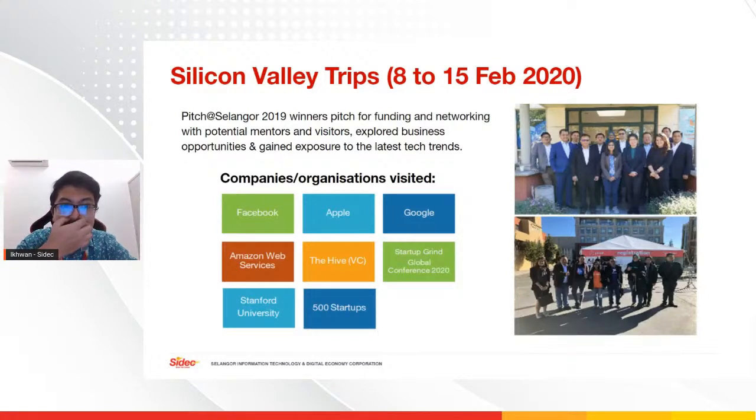In 2019, we brought all our SAP winners, the Selangor 2019 winners, to the Silicon Valley trip. Maybe you haven't heard about Silicon Valley before. Silicon Valley is the global center of technological innovation in San Francisco, USA. For participants who did well in the SAP program, we brought them to visit the USA. Why Silicon Valley? Because the startups have the chance to meet mentors and learn more about the e-commerce ecosystem there.